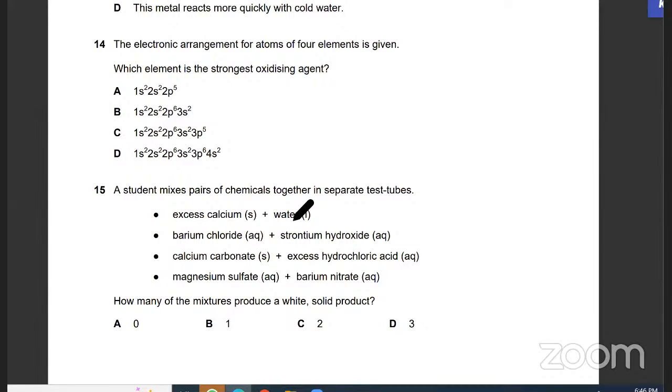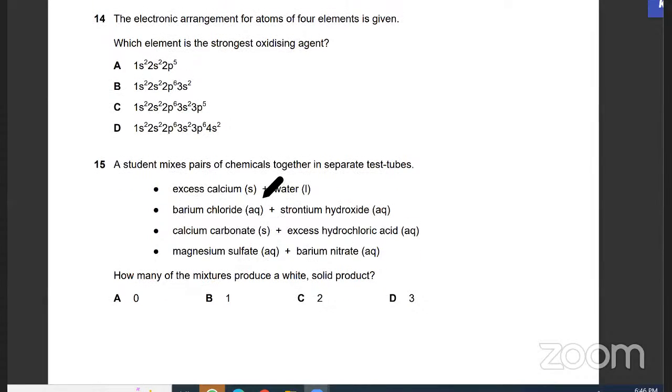Sir, your old screen is still showing. I'm not sure if it's only with me. I can see the question. Same for me. Can anyone else see the new screen? Yeah, I can see question 14. It's fine. Okay, I'll rejoin.